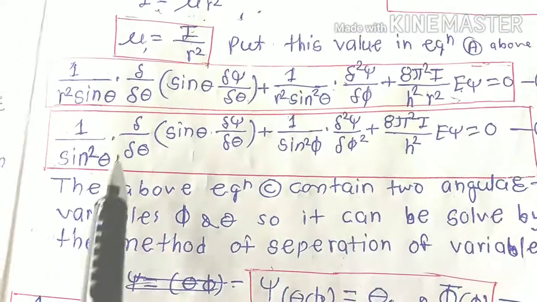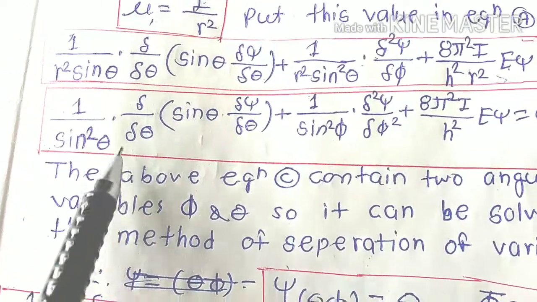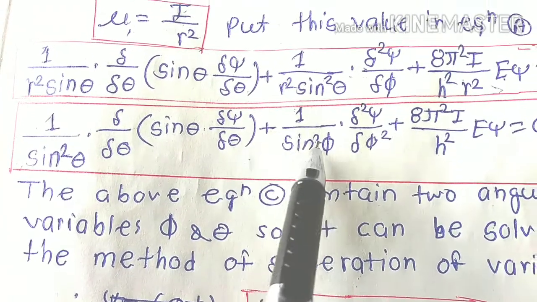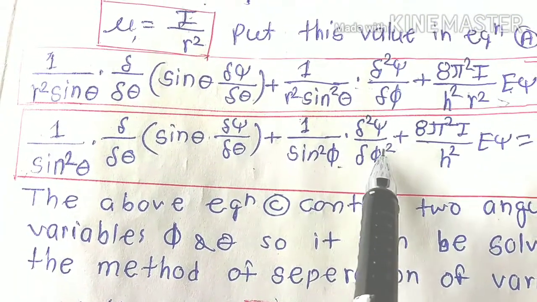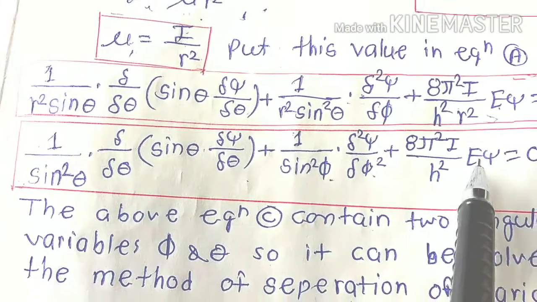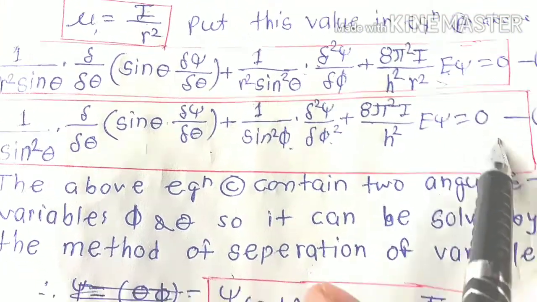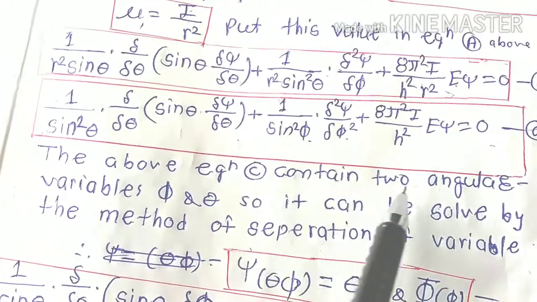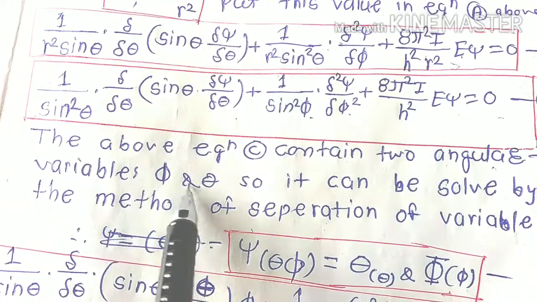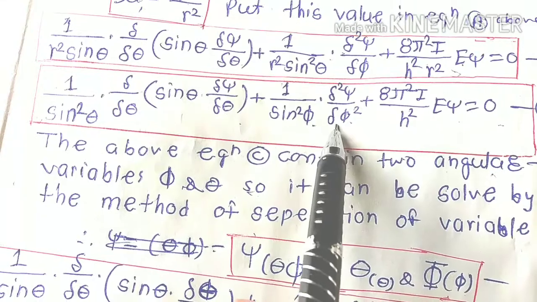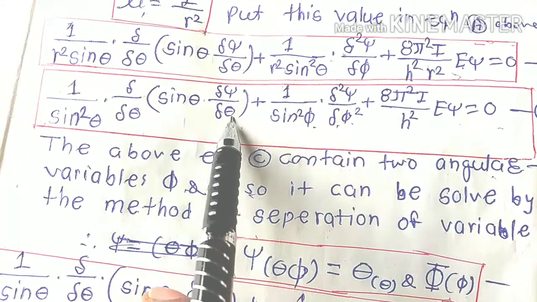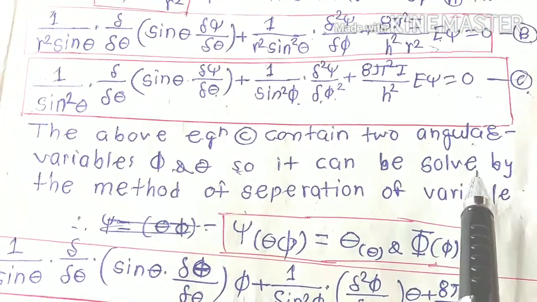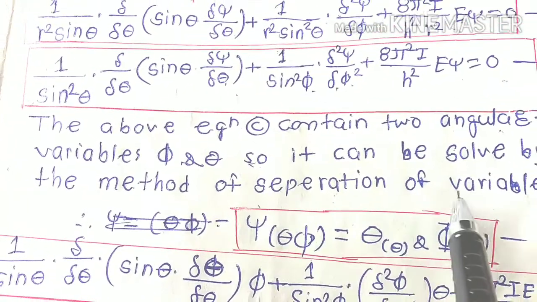Then the next equation is (1/sin θ) ∂/∂θ (sin θ ∂ψ/∂θ) + (1/sin²θ) ∂²ψ/∂φ² + (8π² I/h²) Eψ = 0. This is equation C. The above equation C contains two angular variables, θ and φ, so it can be solved by the method of separation of variables.